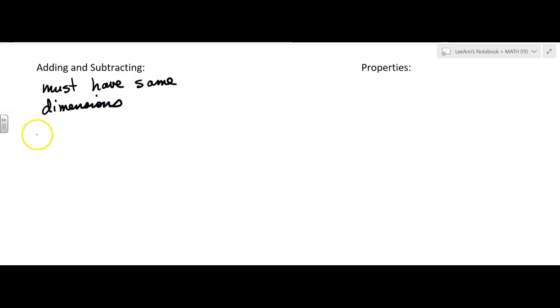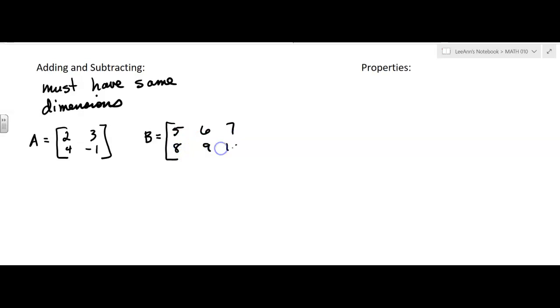So let's say you have a matrix A, which is 2, 3, 4, -1, and you have a matrix B that is 5, 6, 7, 8, 9, 10. Okay, you can't add or subtract these because one's a 2 by 2 and the other is a 2 by 3. Okay, this is a 2 by 2 and this is a 2 by 3. So you can't have that. So we're not going to be able to add those.